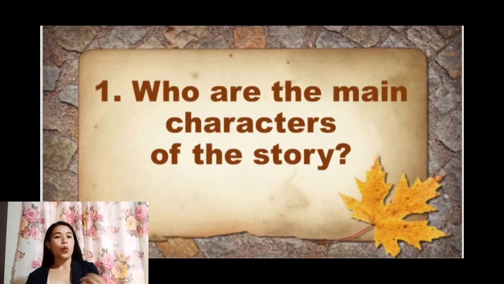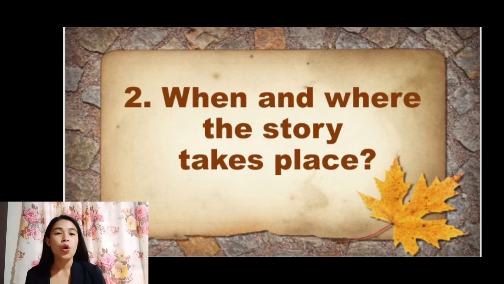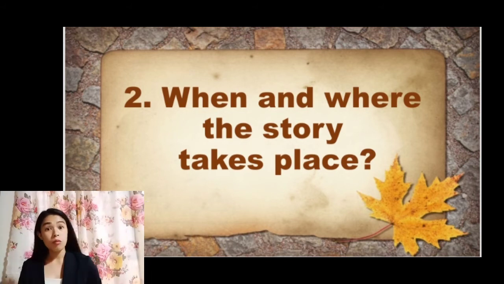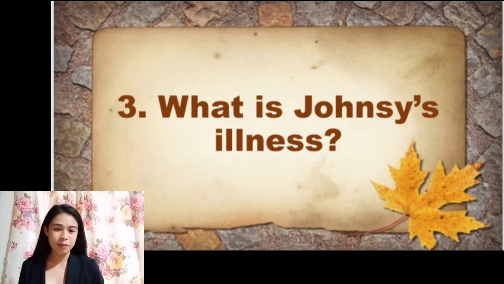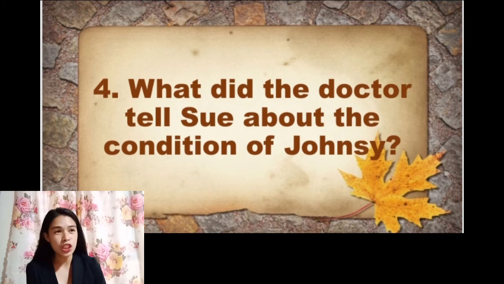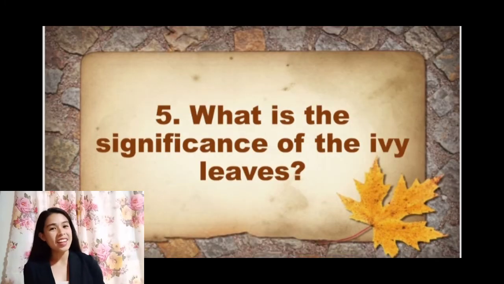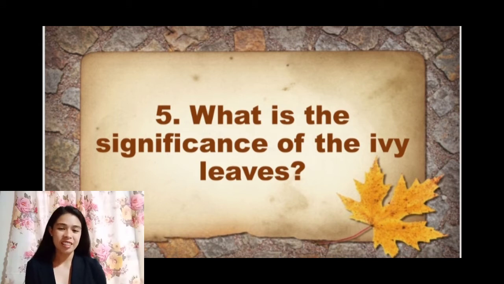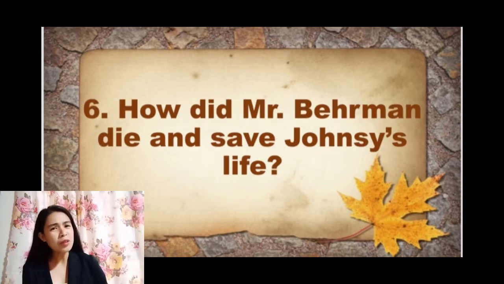Now, I will ask you simple questions to check if you have understood the story. Question number 1. Who are the main characters of the story? Yes, Celine. Correct. How about question number 2? When and where does the story take place? Yes, Judy. Excellent, Judy. So, what is Jancy's illness? Yes, Ollie. Very good, Ollie. What did the doctor tell Sue about the condition of Jancy? Yes, Leon? That's right. So what is the significance of the ivy leaves? Yes, Kyla. Correct. So how did Mr. Berman die and save Jancy's life? Yes, Candice.